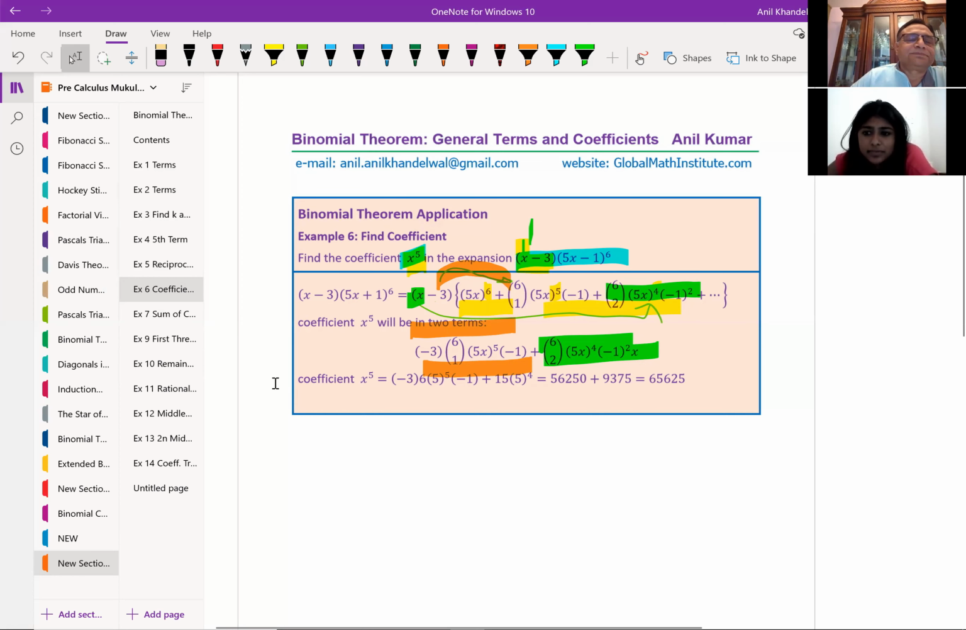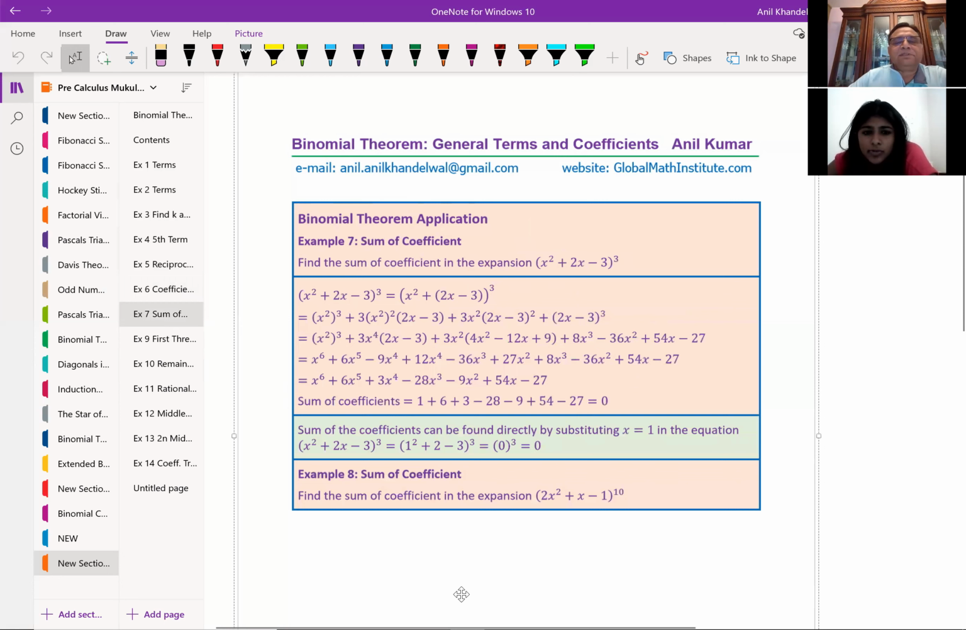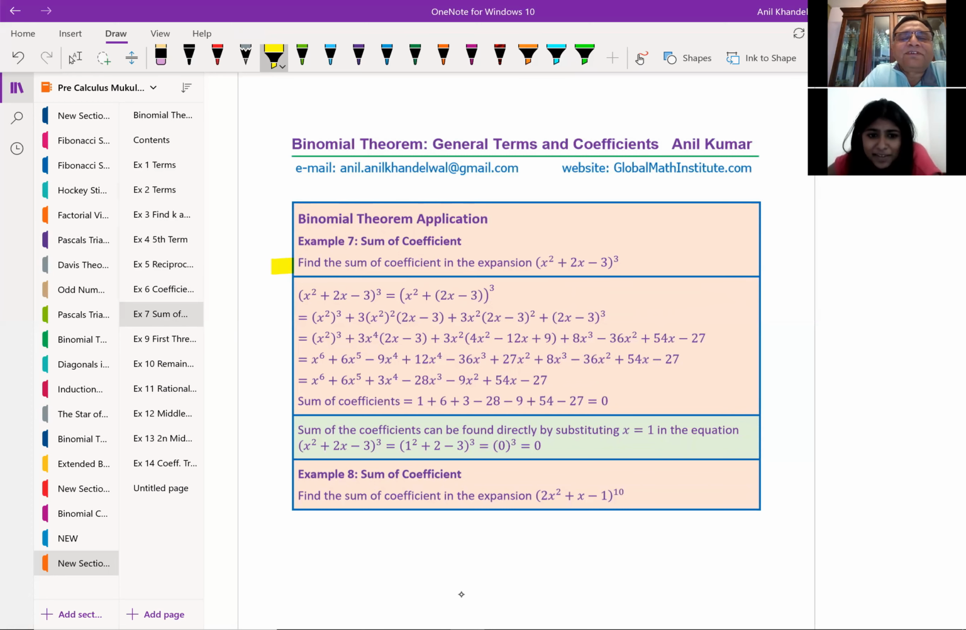Example 7. Find the sum of coefficients in the expansion of x squared plus 2x minus 3 to the power of 3. Now, can you read this question once? Yeah. So find the sum of coefficients in the expansion of x squared plus 2x minus 3 whole cubed. Now, what does this mean? Sum of coefficients. What does that mean?